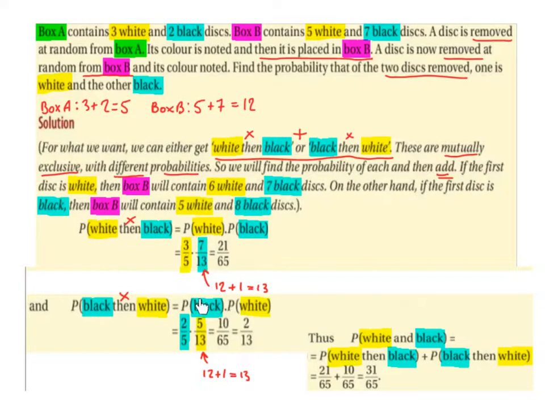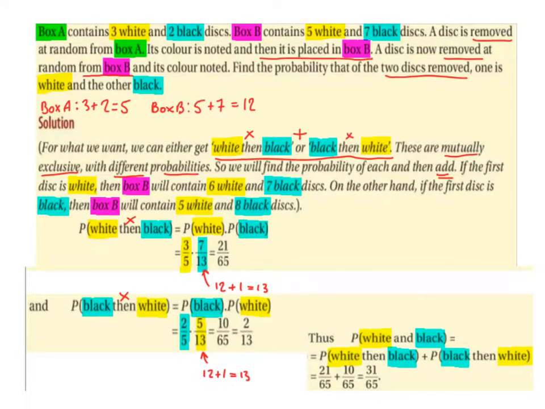So remember, if a black disc came out first, box B then had 5 white and 8 black discs. So it would be 5 over a total of 13, because again, 12 plus 1 is 13. Because remember, we took a black disc out of box A and put it into box B, so now we have 13 discs in box B. And 2 over 5 times 5 over 13 is 10 over 65, which is 2 over 13.